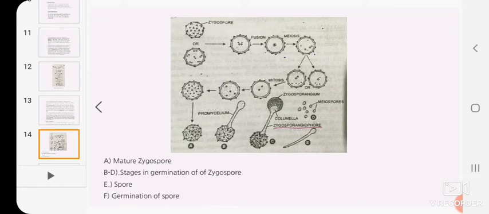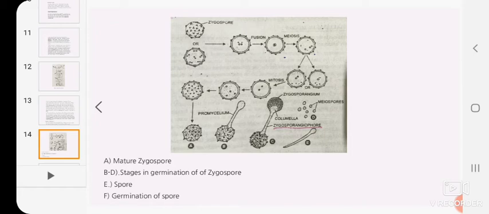Now this nucleus will undergo mitosis and produce a number of nuclei. So you can imagine that the mycelium which will be produced from this will be either of positive strain or negative strain.